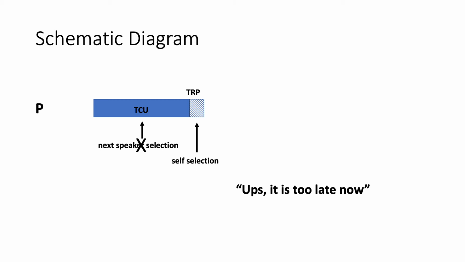Next speaker selection may happen at a TRP, but self-selection is also relevant there. The point is next speaker selection takes priority before self-selection, but it has to be done before self-selection takes place. Then self-selection needs to take place before the current speaker continues to speak.